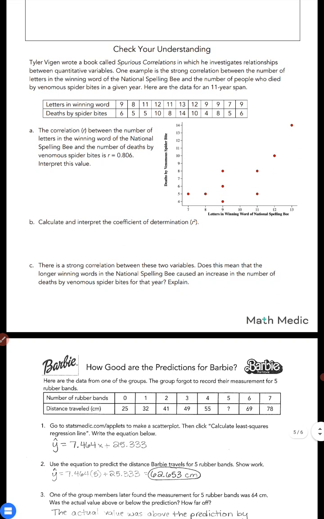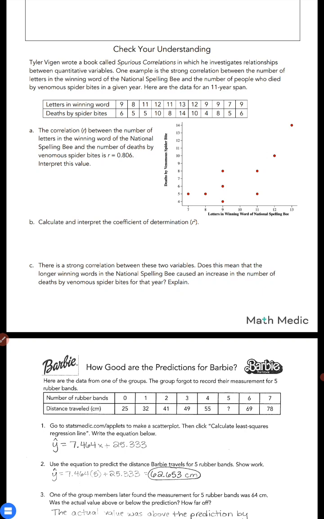So in our next scenario here, we have Tyler, and Tyler wrote a book called Spurious Correlations, in which he investigates relationships between quantitative variables. That's actually the website that I showed you back in the first unit, where it's just these crazy correlations, like there's a correlation between margarine consumption and the divorce rate, right? So it's all about correlations that happen in the real world, but they don't really make sense.